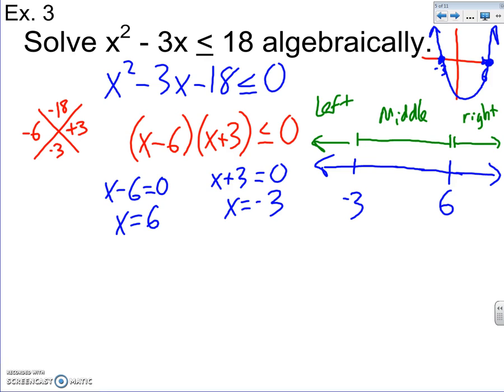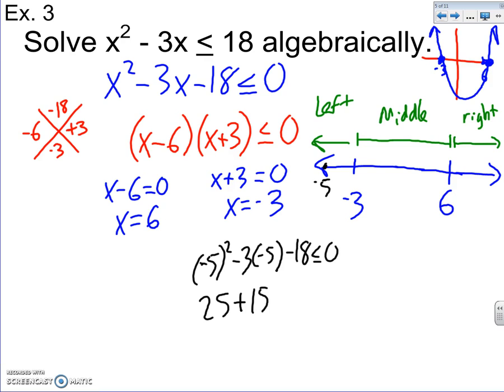So left of negative 3, I'm going to pick negative 5 as a test point. If I plug in negative 5 for x, I'll see if it's true or not. So negative 5 squared minus 3 times negative 5 minus 18 is less than or equal to 0. Negative 5 squared is positive 25. Negative 3 times negative 5 is positive 15. 40 minus 18 should be less than or equal to 0. 22 is smaller than or equal to 0. That is false. Since it's false, I do not shade that left section.